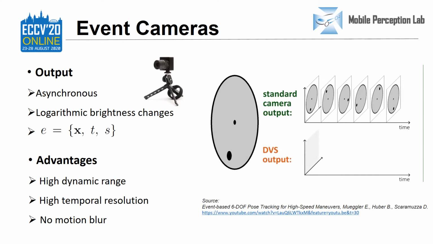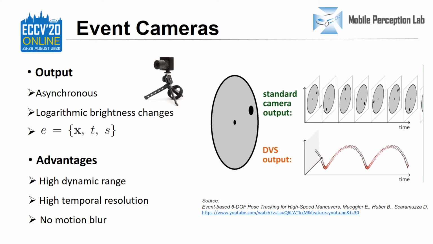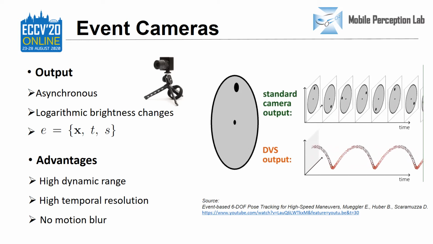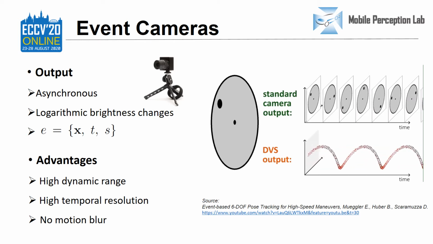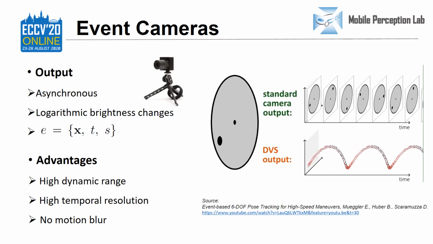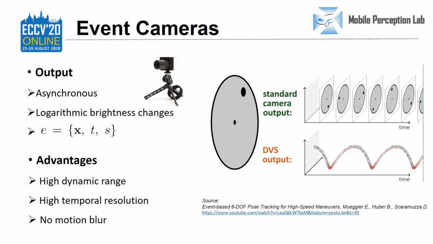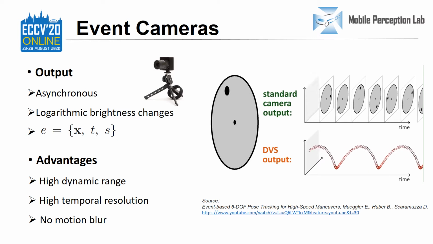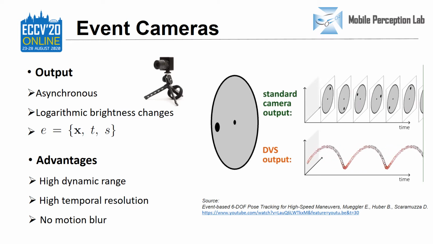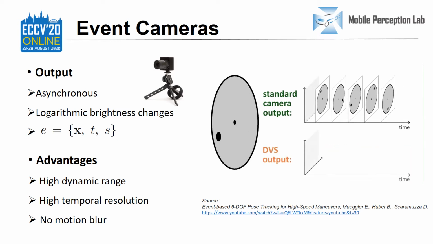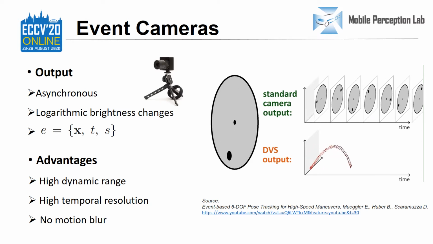An event camera outputs a sequence of events denoting temporal logarithmic brightness changes above a certain threshold. An event consists of pixel location x, timestamp t, and polarity s. Event cameras perform well in high dynamic range conditions and have high temporal resolution. However, the special form of the input data requires new algorithms for their processing.